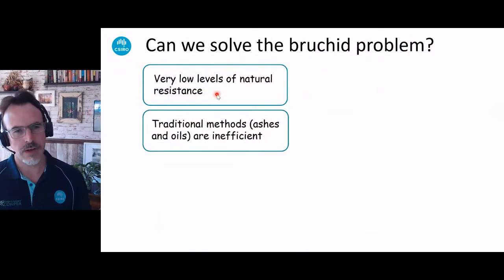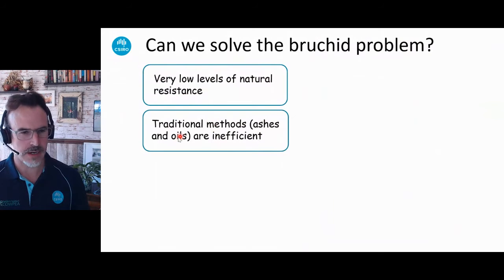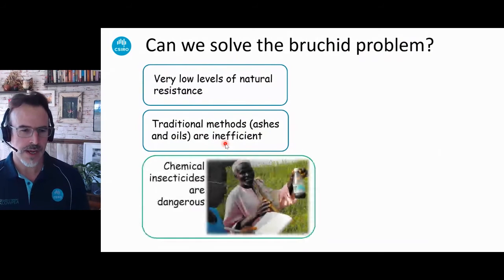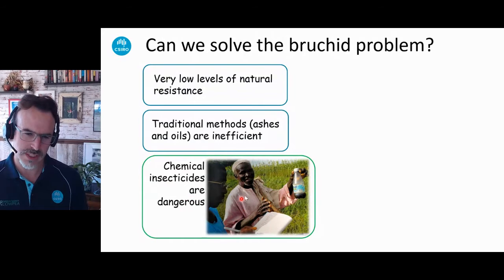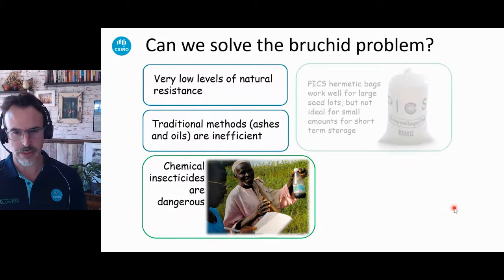the thing is that there are very low levels of natural resistance to this pest, and traditional methods like acids or oils are really inefficient. Also, when people try to use chemicals against this insect, it's a very dangerous practice because the people are not very well trained to use these chemicals and don't follow instructions. So it's a very high risk to health.